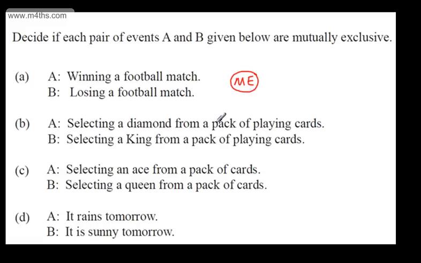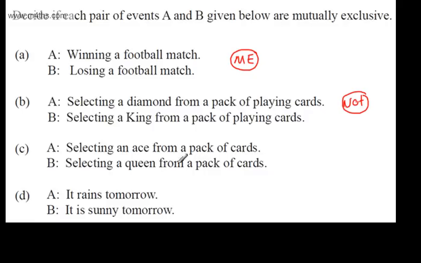Selecting a diamond from a pack of playing cards and selecting a king from a pack of playing cards. Well, we can have the king of diamonds, so these are not mutually exclusive. They can both happen at the same time, as we can have the king of diamonds. Selecting an ace from a pack of cards and selecting a queen. Well, we can't have an ace that's a queen. They both can't happen at the same time, so they are said to be mutually exclusive.